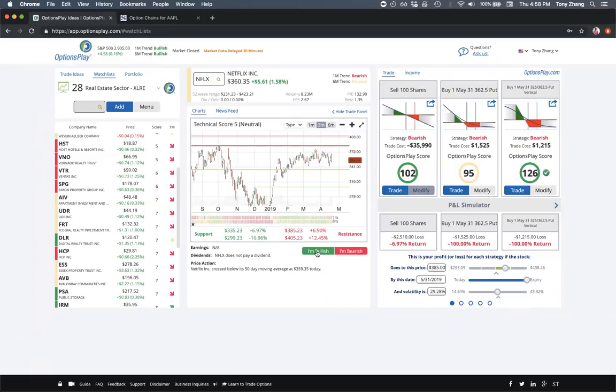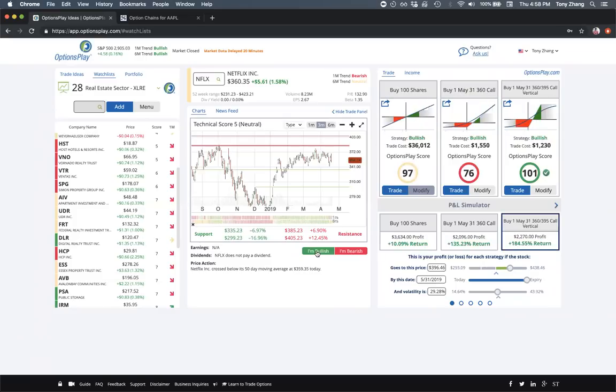So first of all, I have to switch to I'm bullish because Mike is bullish on Netflix. $36,000 to buy 100 shares. Call option 1,500. Call spread 1230. So if I do get that move up to about 385 or so.